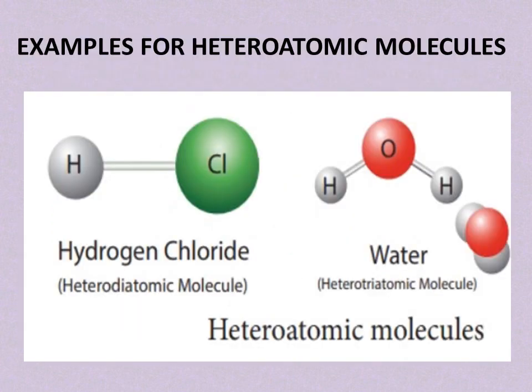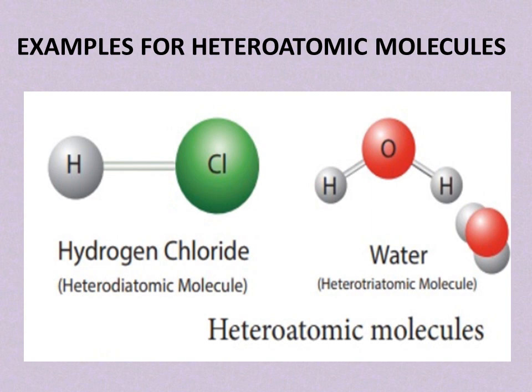Homotriatomic means same type of atoms, but there are 3 atoms together. Example, ozone. O3 contains 3 oxygen atoms, so it is a homotriatomic molecule. Heteroatomic molecules. An example is water, hydrogen chloride. Here, 2 different atoms exist together because of the chemical bonds, H and Cl, hydrogen and chlorine, and in water you have hydrogen and oxygen. You have 2 different types of atoms.